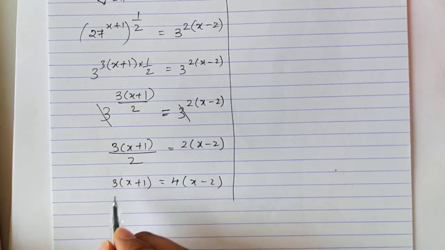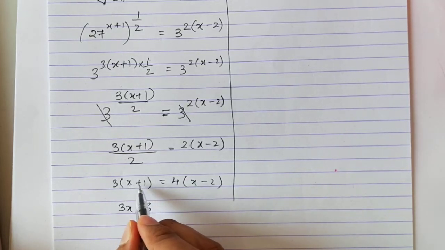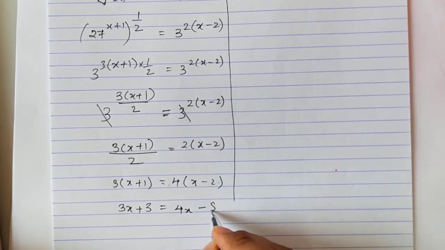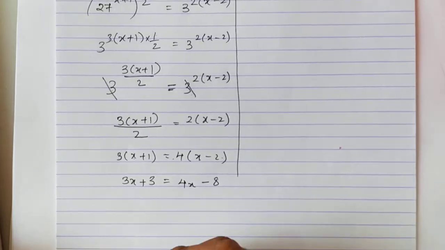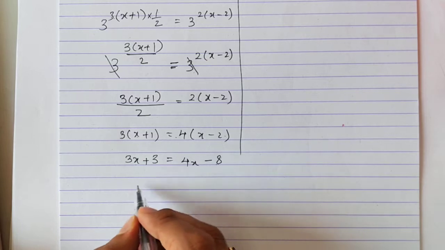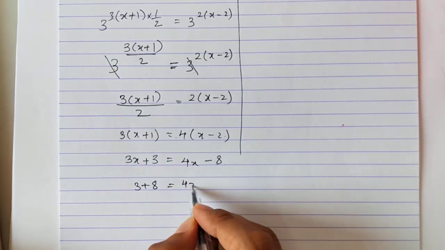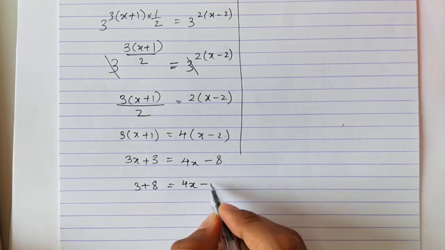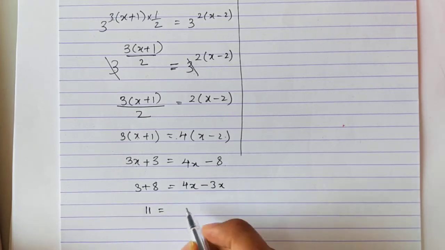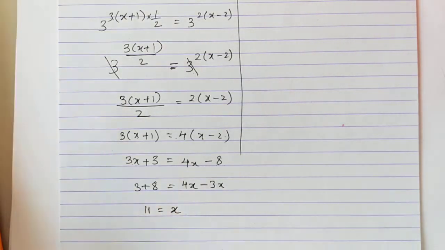Now I'll open the brackets. 3x plus 3, see 3x, 3 into 1 is 3, 4x minus 4 2s are 8. So let's simplify it. This 3x will shift here, this minus 8 will come here. So 3 plus 8, minus 8 came here and became plus 8. This 3x will go there, minus 3x. So 8 plus 3 is 11 is equals to x. This is how we solve the sum.